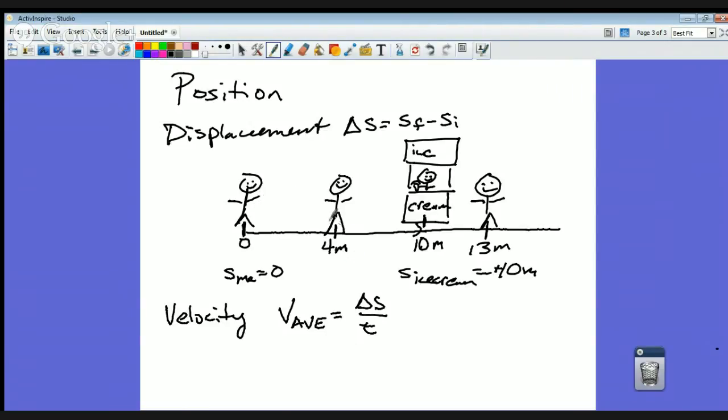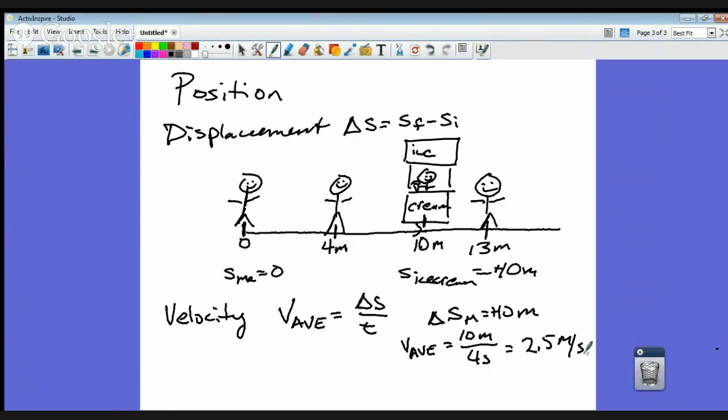We know that my displacement, again, was 10 meters in the positive direction, plus 10, we'll say plus just to be really specific. So let's say it took me 4 seconds to walk to the ice cream stand. That means my average velocity would have been delta S over t, that's 10 meters in the positive direction divided by 4 seconds. That gives me a velocity of positive 2.5 meters per second. So on average, every second, I move 2.5 meters to the right.